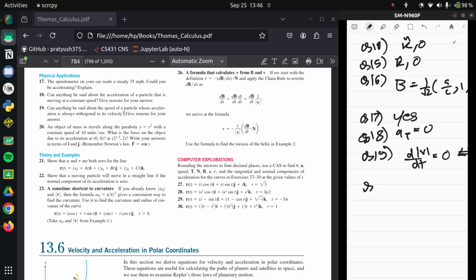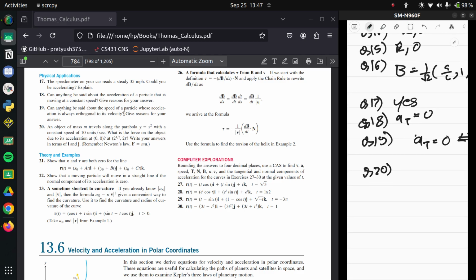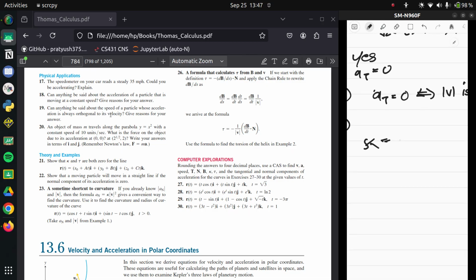Okay. Question number 20 is an object of mass m travels along the parabola y equal to x square with a constant speed of something. What is the force on the object due to its acceleration at 0 0? So its speed is constant. Okay, so it's basically a unit speed parameterization. Sure. Write your answers in terms of i and j. So remember your kappa thing. Kappa is just magnitude of v cross a upon what?